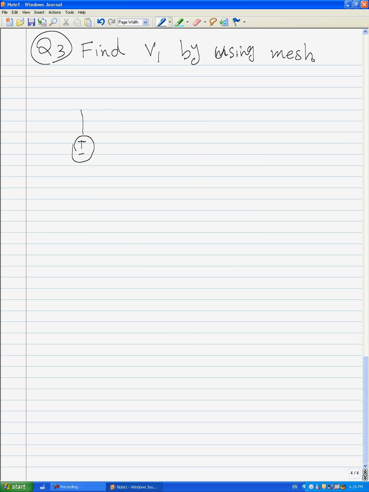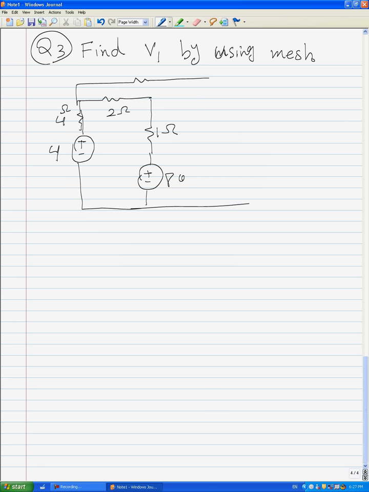We have 4 volts here and 4 ohms here and 2 ohms here and 1 ohm here and 8 volts here and 6 volts here and 5 ohms here and 10 ohms here.